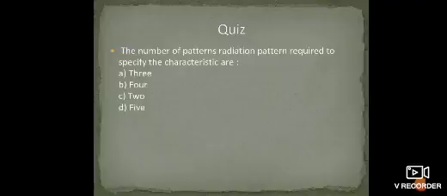Please note this question: the number of radiation patterns required to specify the characteristics are. That means, to draw the radiation pattern, how many patterns are going to be representing the specific characteristics? Note this question please.